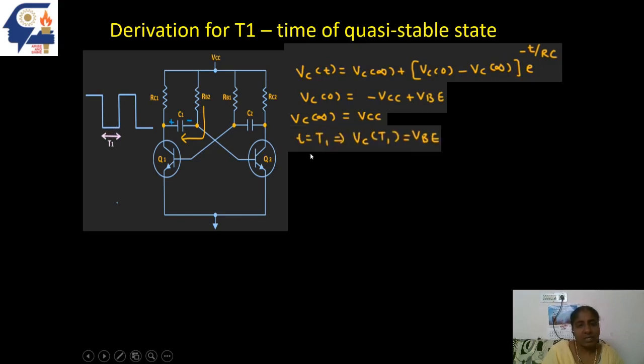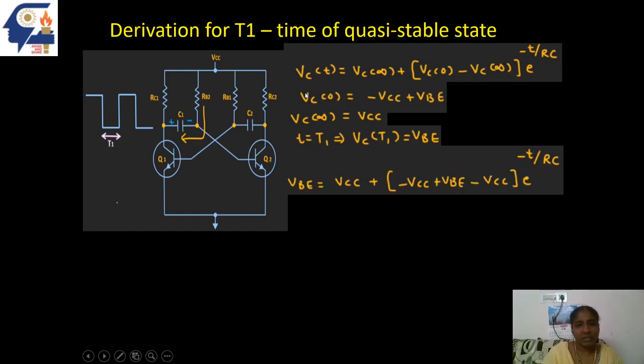Now we will calculate T1, after which this capacitor voltage will reach VBE, which is 0.7 volts, to switch on the Q2 transistor. At T1 the capacitor voltage will reach VBE. Putting all these three conditions in the first equation, we get VBE equal to VCC (the final value) plus the initial value, which is minus of VCC minus VBE, minus the final value VCC. This T is capital T1, and RC is nothing but RB2 and C1. These two will decide the time for which it remains at the 0 level.